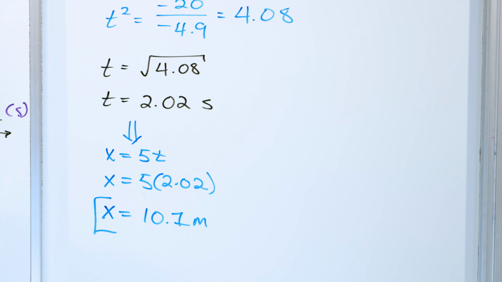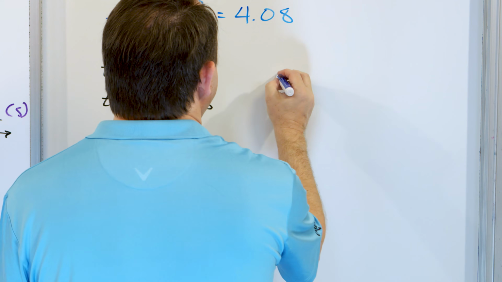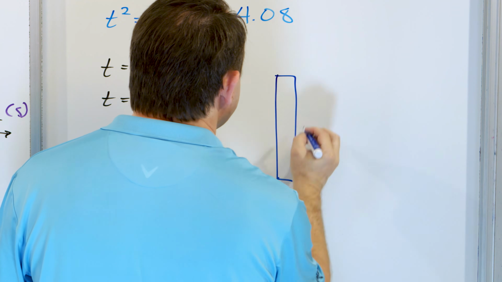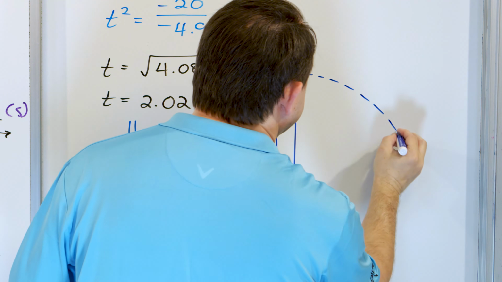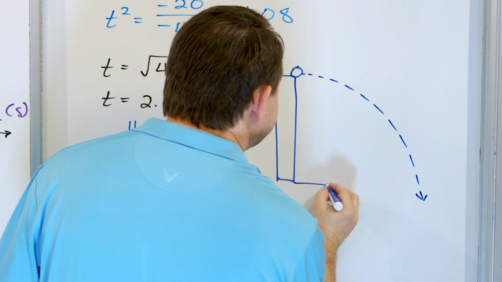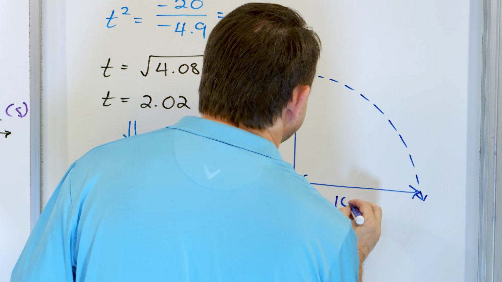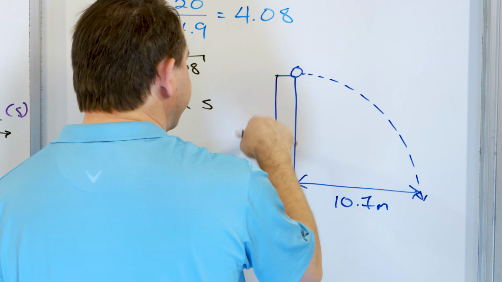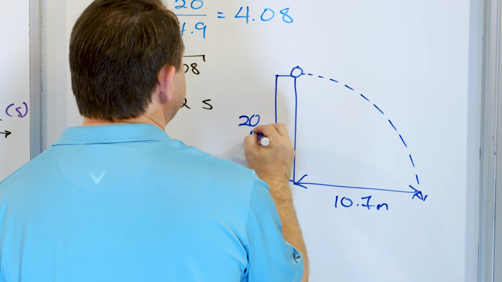10.1 meters. And so what this basically means is you're going to have this building like this, and the ball is going to be going like this, right? But what we have basically now learned is that this distance right here is 10.1 meters. And I drew the thing not to scale, but this is 20 meters tall.